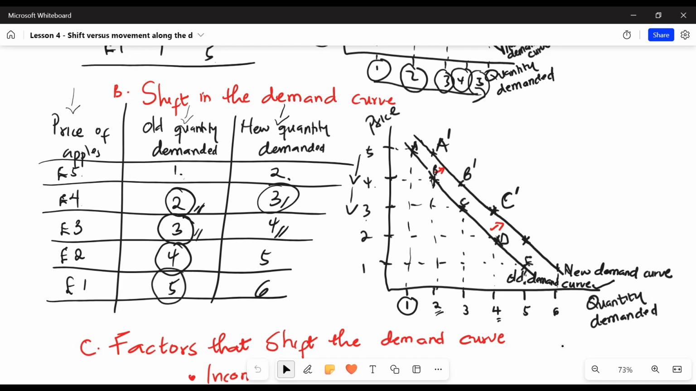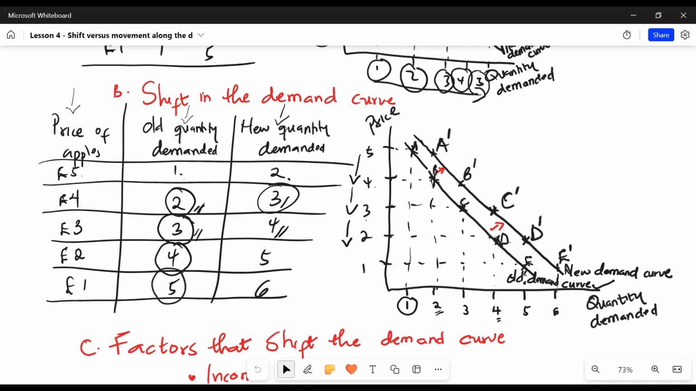When price reduced to 2, quantity demanded increased from 4 to 5. On the curve, this shows a shift from point D to D prime. And finally, when price reduced to 1, quantity demanded increased from 5 to 6. On the curve, this shows a shift from point E to E prime.